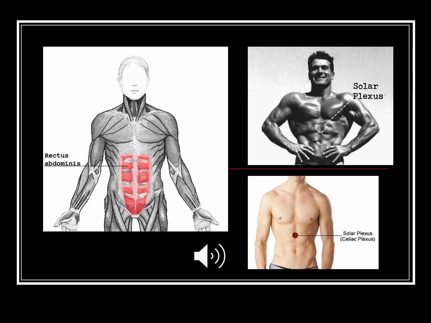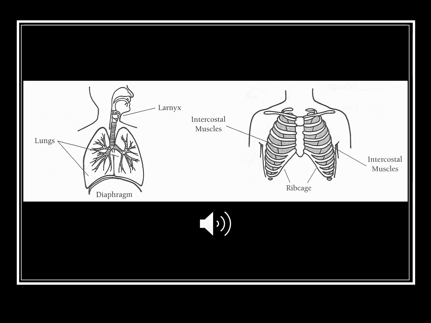In this slide, you can see the rectus abdominis, which is like your six-pack, your ab muscles, and you can see the solar plexus, which is located right at the base of your sternum. Here's another view of your diaphragm and how the lungs sit on top of the diaphragm. Your intercostal muscles are the muscles that are around your rib cage, and your rib cage does expand a little bit when you take in a breath.